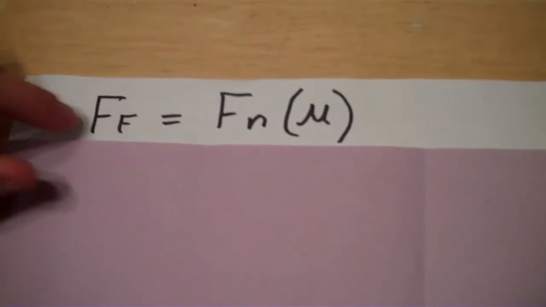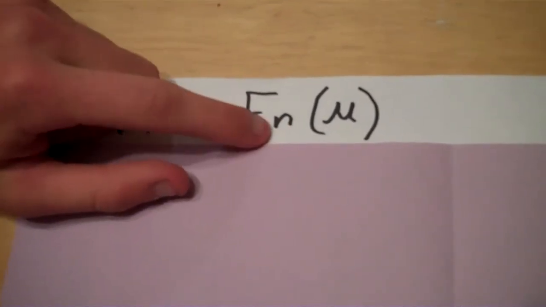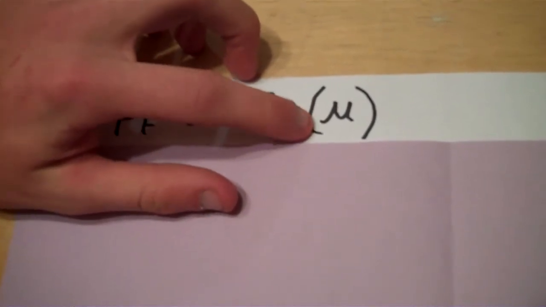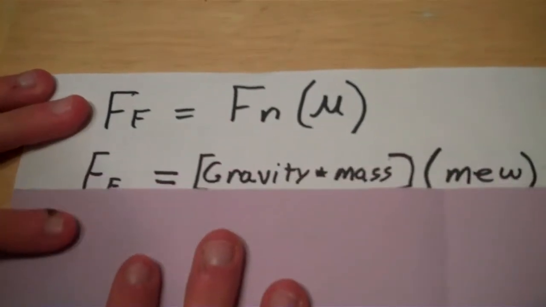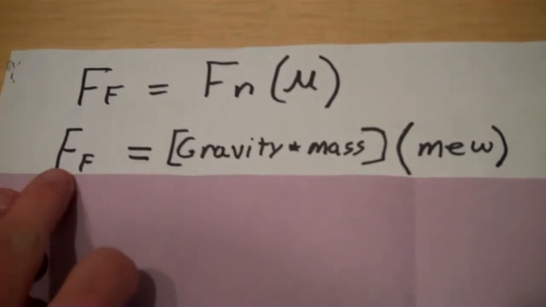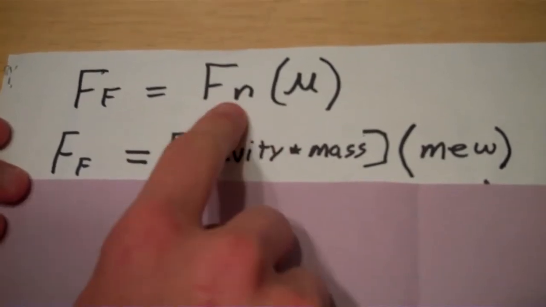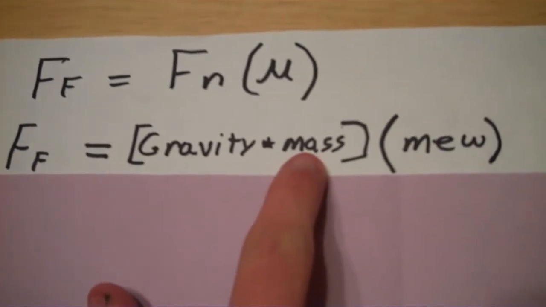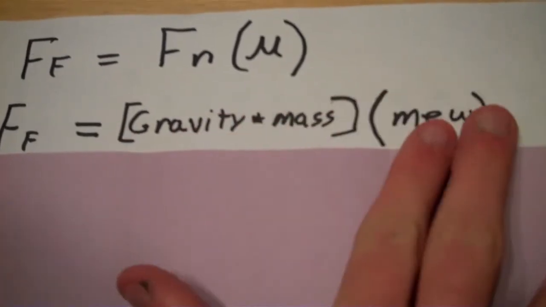It's just F_F, which is force friction, equals F_N, which means force normal, multiplied by the coefficient of friction, or mu, which is this oddly shaped U. Now, this is what each of these consists of. Force friction is right here, equals, now the force normal is going to be gravity times my mass. And then multiply this whole thing by mu.